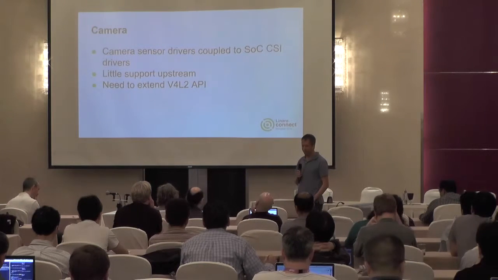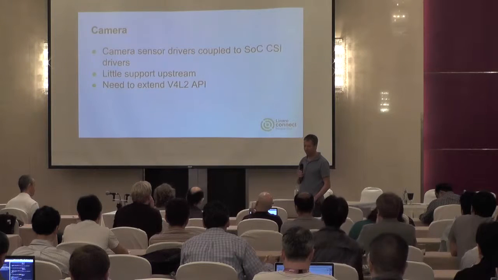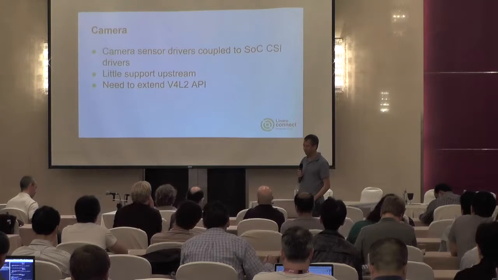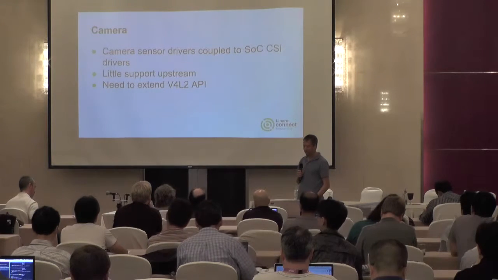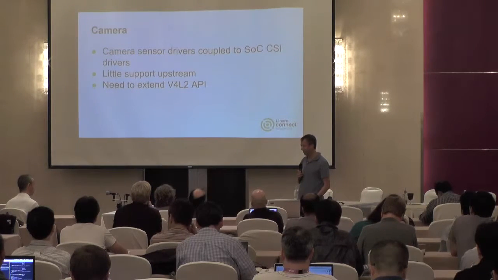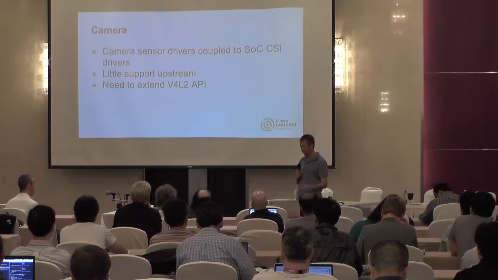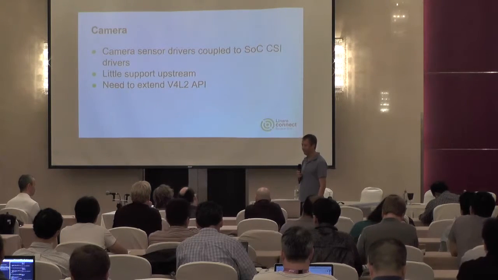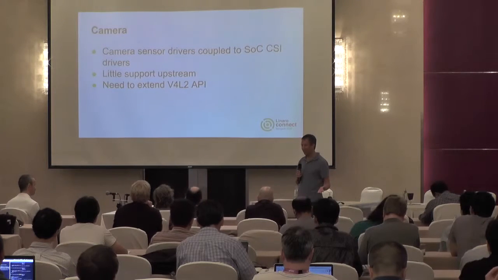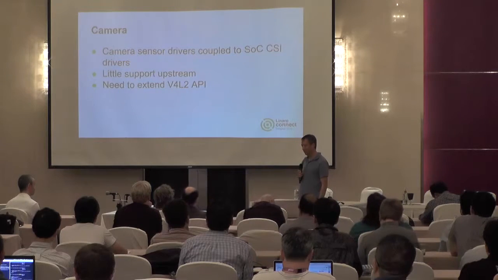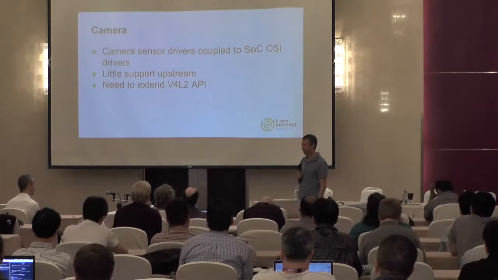So kind of the problem area there is there's little support upstream for camera. The vendor kernels copy sensor drivers and all have 10 to 20 sensor drivers in their trees. They all kind of do the same thing, but there's not a standard API to write to for a sensor vendor. There is in mainline, but it needs to be extended to address some of the shortcomings.